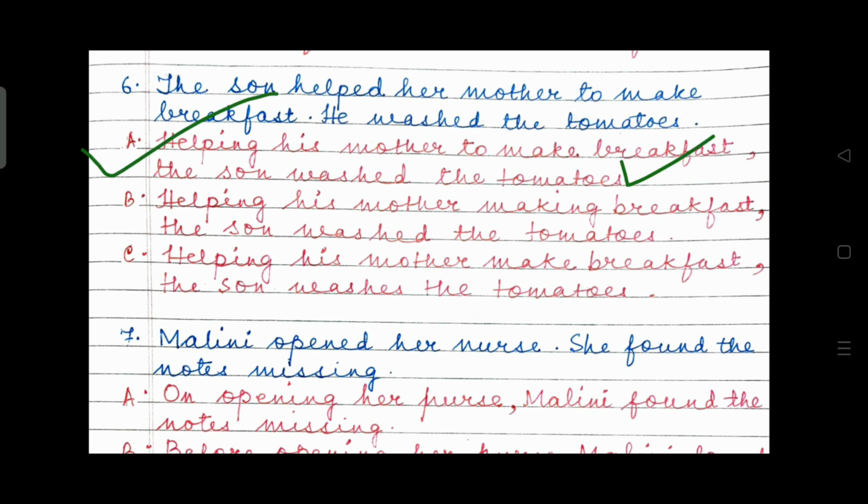Helping his mother to make breakfast, the son washed the tomatoes. Helping his mother making breakfast? Well, do you think this is the correct construction? I don't think so. And helping his mother make breakfast, the son washes? The question is in past tense, he washed the tomatoes. But in option C, they have used washes. Eliminate instantly, immediately.